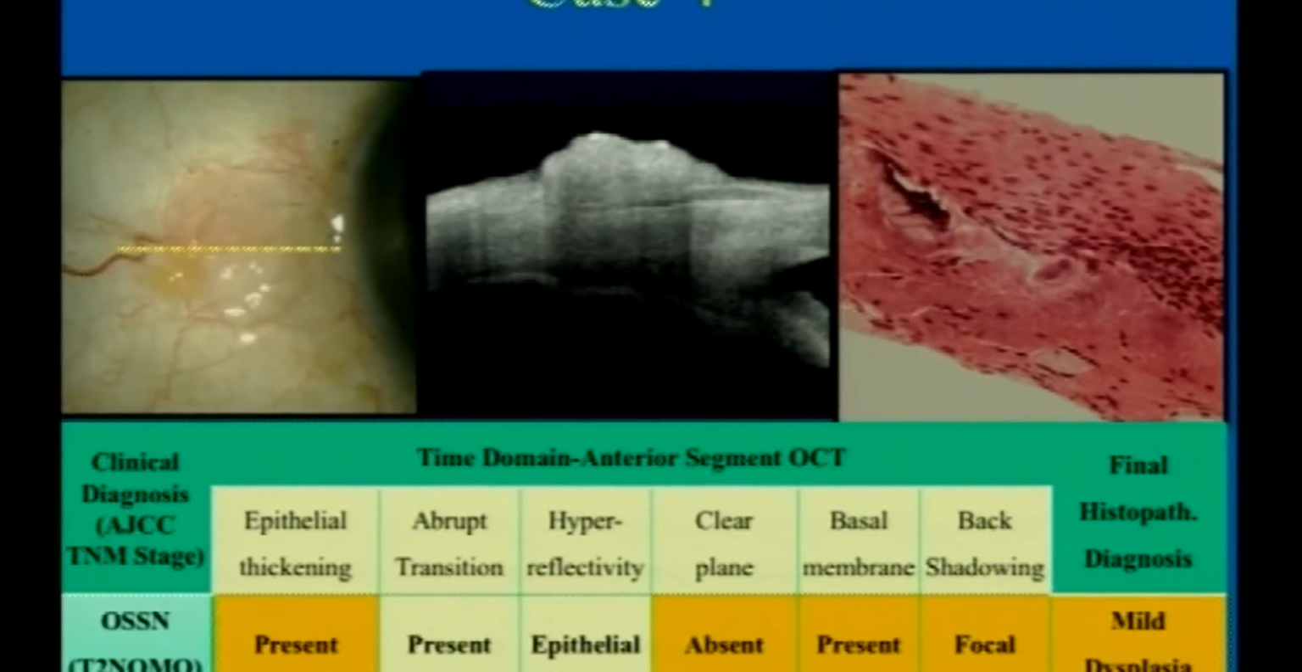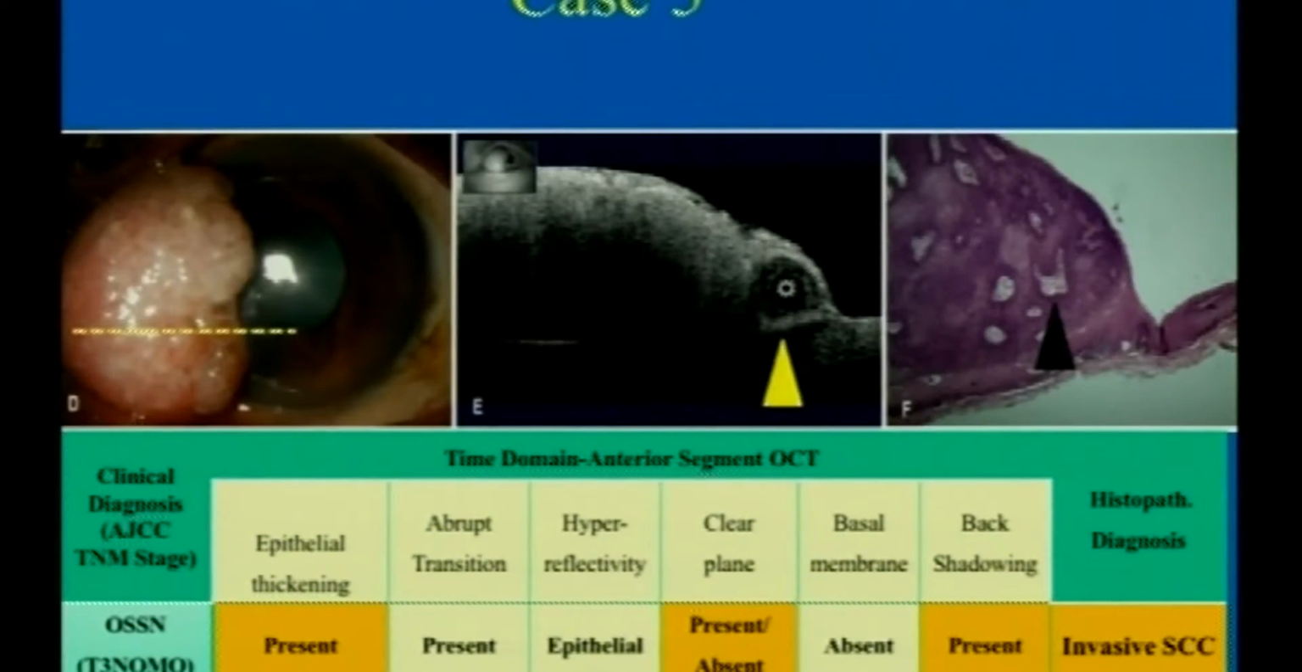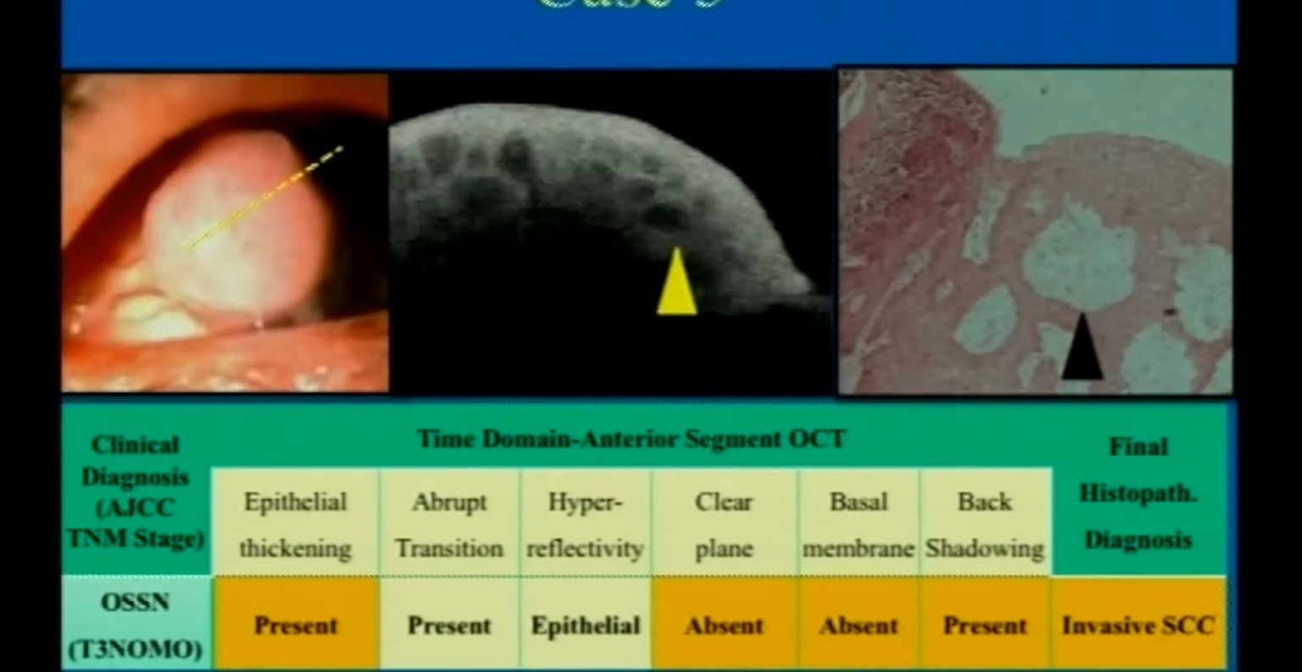Another lesion where we see the clear plane and the basal membrane, and the absence in some zones could be related to the actinic changes that were seen on histopathology. Now, this was an invasive lesion, seen as a large lesion, as you can see here, and in addition to the other changes that we talked about, there were hyporeflective zones in between, and these corresponded to stromal pockets. Unfortunately, this does not correspond specifically to invasion, but was seen across several patients who had invasive lesions.